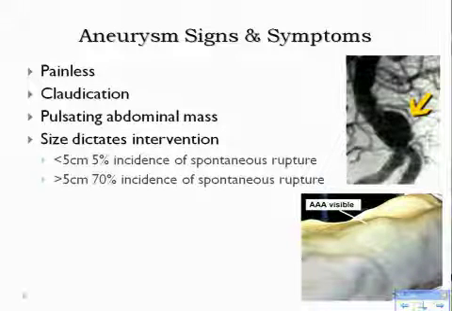If you see something that's pulsating on the belly wall, it's time to go to the OR. That's usually a very bad sign, and usually size dictates intervention. If you're less than 5 centimeters, there's a 5% incidence of spontaneous rupture. If you're over 5 centimeters, there's a 70% rupture within a year. Okay, that's pretty high. And the mortality rate is almost 80-90%. The mortality rate if it ruptures is very, very high.